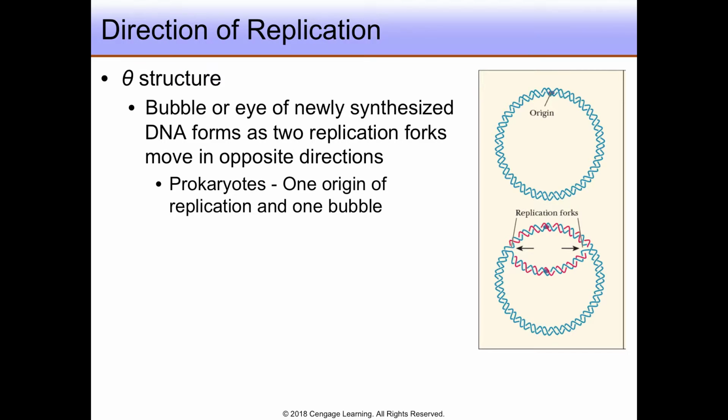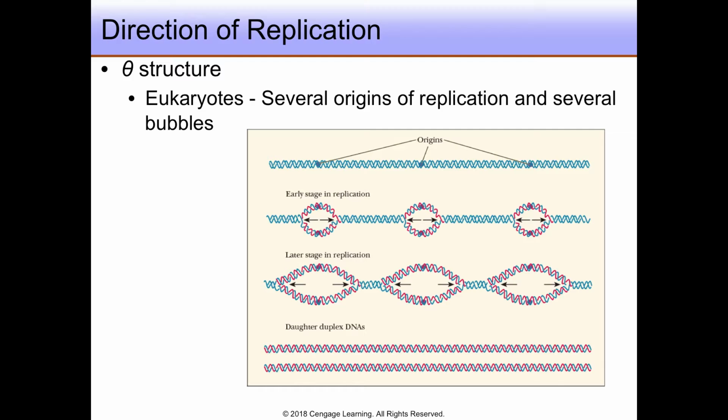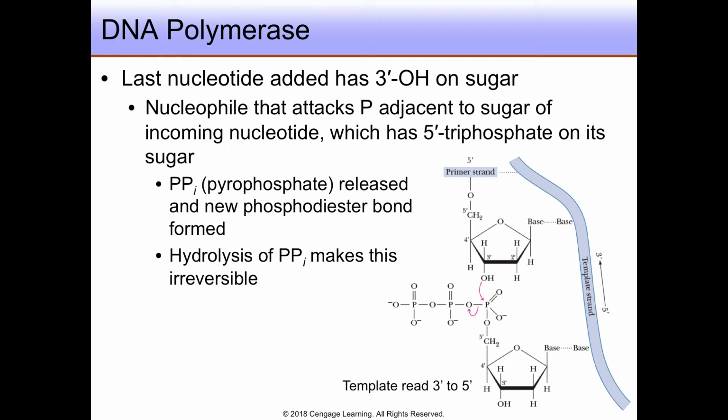For prokaryotes, as shown in the figure to the right, there is one bubble associated with the one origin of replication. In eukaryotes, replication begins at multiple sites and therefore several bubbles or eyes are apparent.